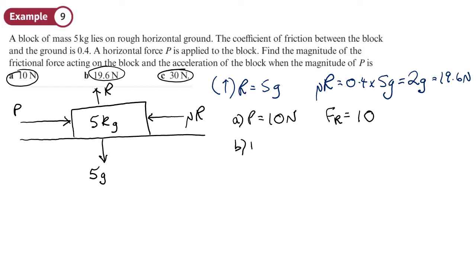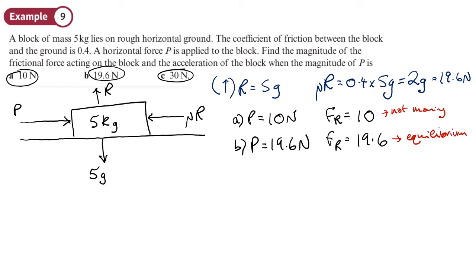In B, can you see the pushing force is 19.6 newtons? Exactly the same as the frictional force. So the frictional force has reached its maximum at 19.6. This object is on the point of moving. So in part A, not moving. In part B, we could say it's in equilibrium. It's on the point of moving. It's another way of saying it, the point of moving.